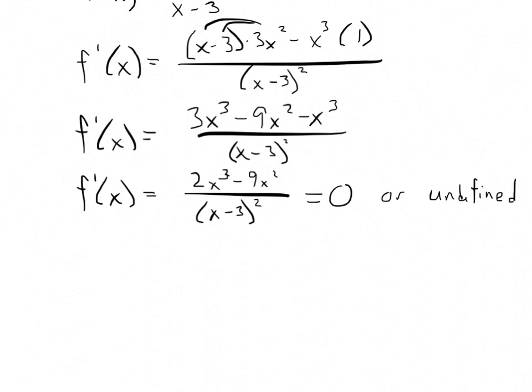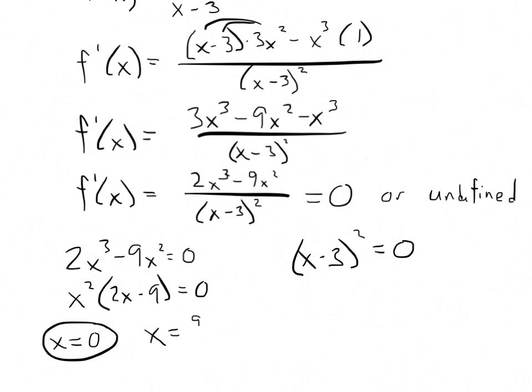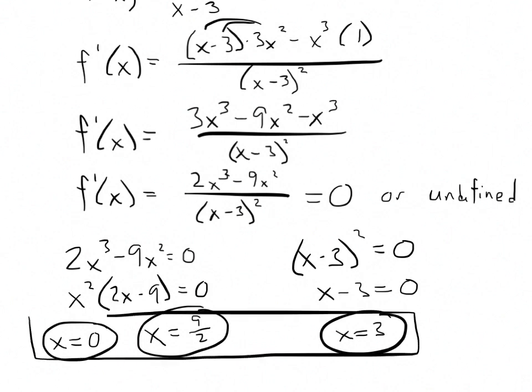So when is this thing equal to 0? This thing is equal to 0 precisely when the numerator, 2x cubed minus 9x squared, is equal to 0. Right? It's undefined when the denominator is equal to 0, so when x minus 3 squared is equal to 0. Both of these equations are going to give me critical numbers. So I can factor the left one. That's x squared times 2x minus 9 equals 0. And that's going to give me x equals 0 as one critical number, and x equals 9 halves as the other critical number. And then on the other side, if I square root both sides, I'll get x minus 3 equals 0, and finally x equals 3. So these three things are my critical numbers.